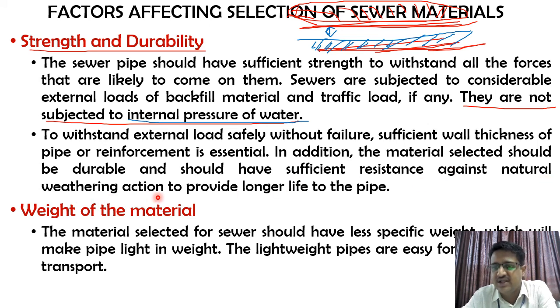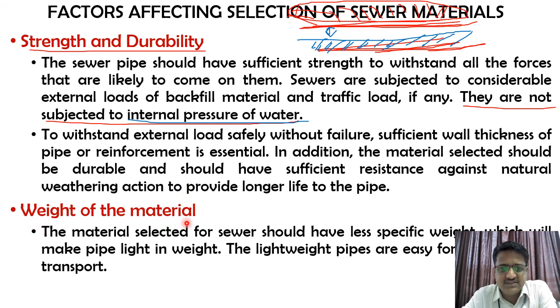So natural weathering conditions include what? Sunlight, the environmental conditions, basically wind, humidity, and even the other components of the atmosphere which are there. So it should be able to be resistant to all those particular things.